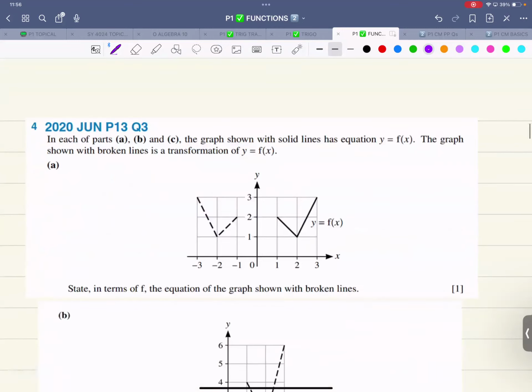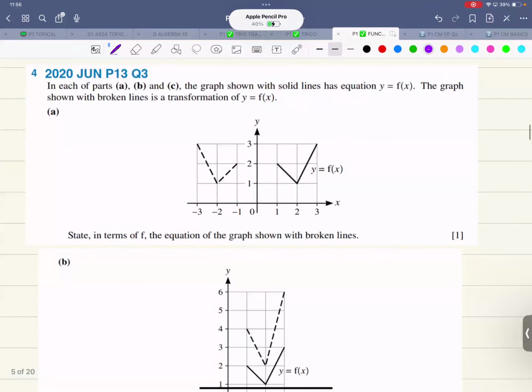Let's move on. Let's read this question. It says in each of the parts A, B, and C, we will focus on one part at a time. They are not interrelated. There are 3 separate parts. In each of the parts A, B, and C, the graph shown with solid lines has equation y equals f(x). That is the original. The graph shown with broken lines is a transformation of y equals f(x).